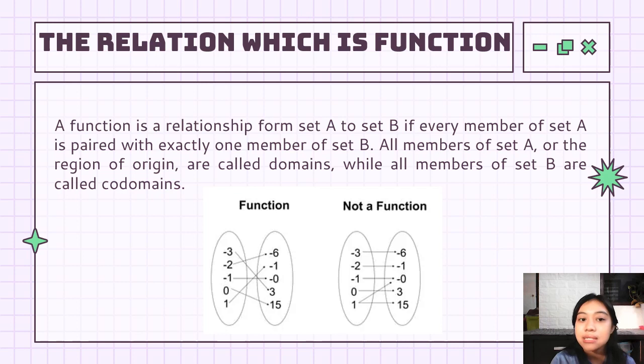A function is a relationship from set A to set B if every member of set A is paired with exactly one member of set B. All members of set A, or the region of origin, are called the domain, while all members of set B are called the codomain. You can see in the slide there is a function and not a function.